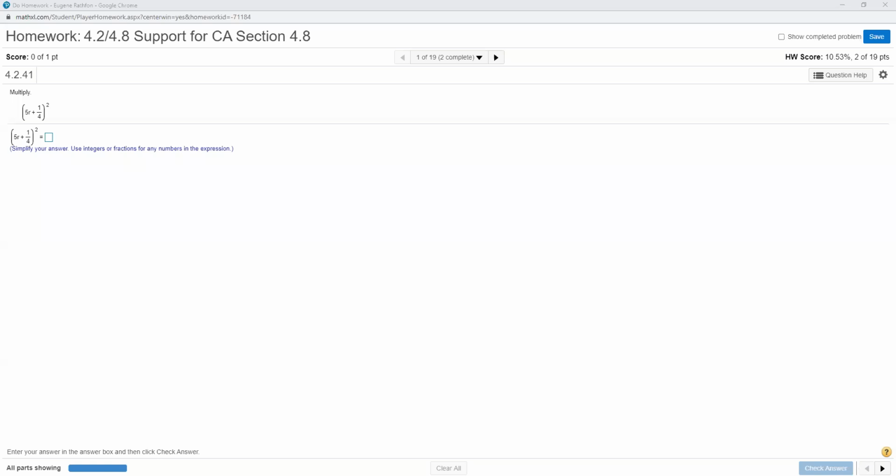All right, so these examples I'm going to be doing will be from your support 4.8 section. So I'm going to go share the screen of the homework. I want to show you the problems as I work through them. So problem number 1, I got 5r plus 1/4 squared. All right, so let's go to my screen and watch me work this.